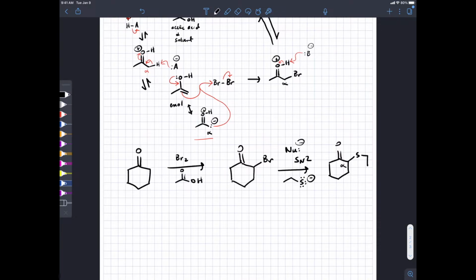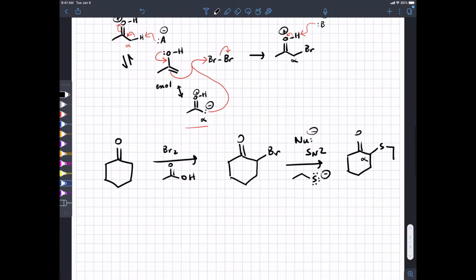So from a synthetic point of view, looking at pattern recognition and retrosynthesis, when you have a product with what used to be a nucleophile now attached to the alpha carbon, you want to be thinking, I could have made that from the alpha bromo carbonyl, which I could have gotten through this halogenation process.